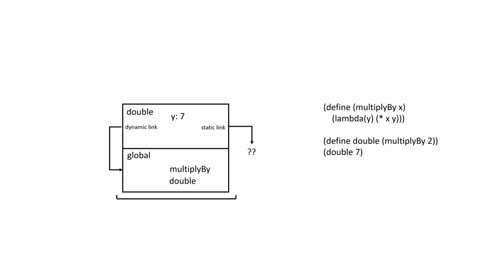And the second pointer in that pair is to the parent scope, or the referencing environment. This contains the environment of the function at the time of creation. So again, in the case of this lambda, it was created inside multiply by, so the second pointer should point to multiply by.